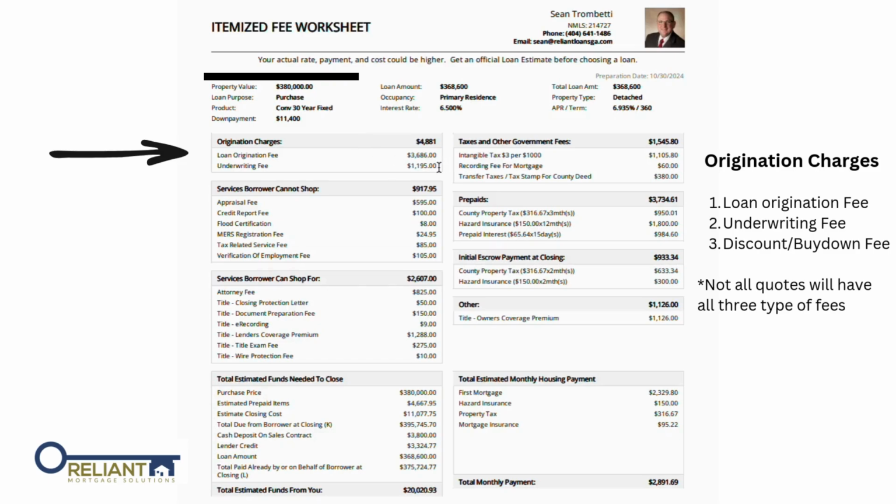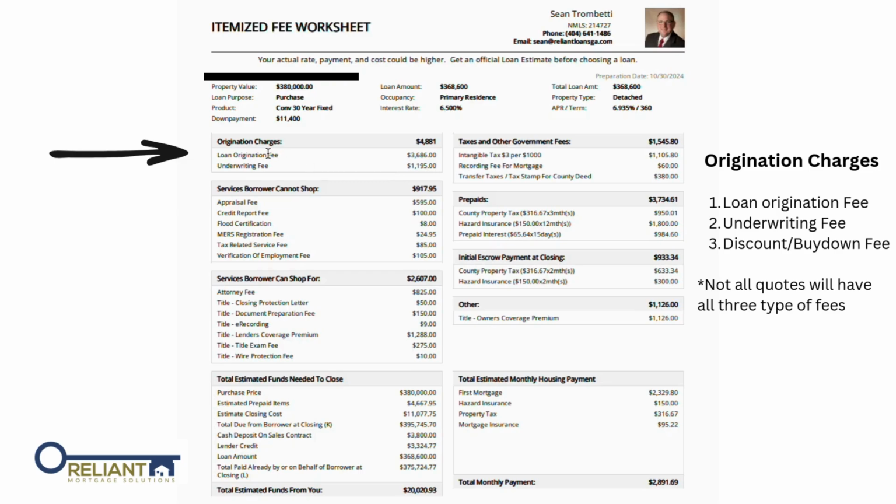Secondarily, the next fee in this section is the underwriting fee. In this case, it's $1,195. Do keep in mind that this is based on the lender that we ultimately take your loan to, so this number will not always be exactly the same. It's usually pretty comparable in this range, but it will change based on your loan type and the lender that we take you to.